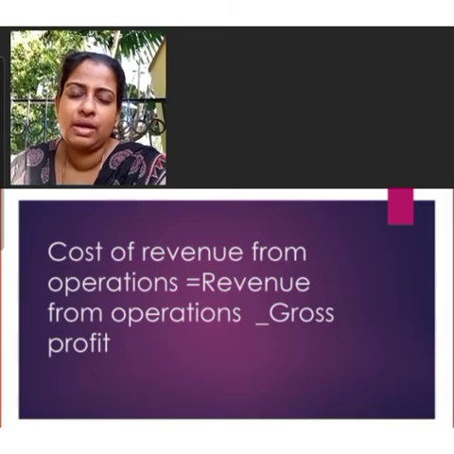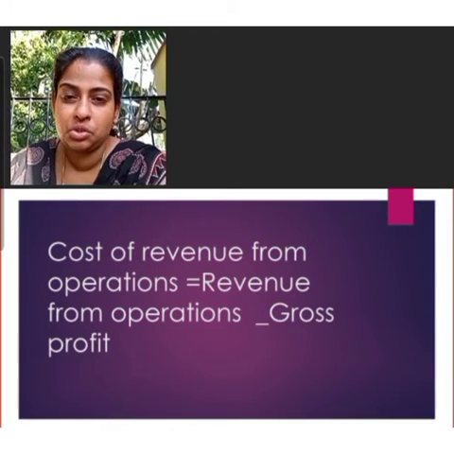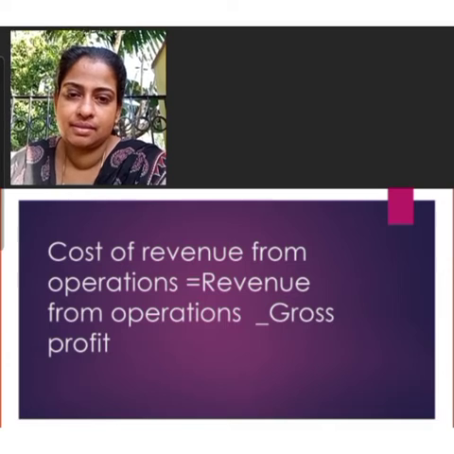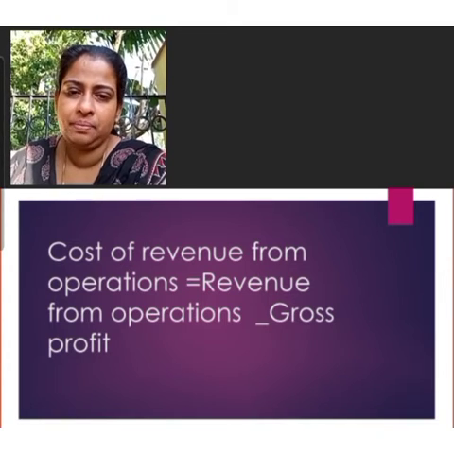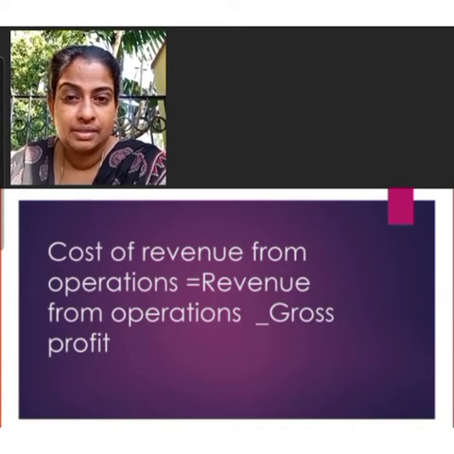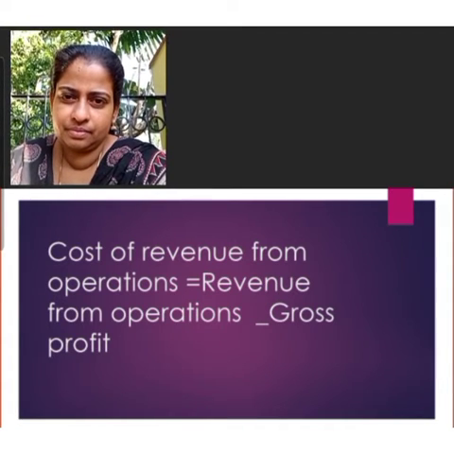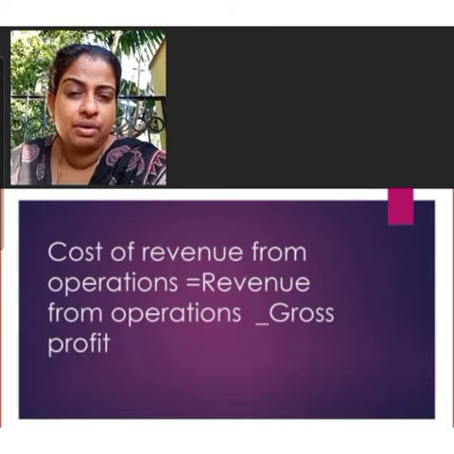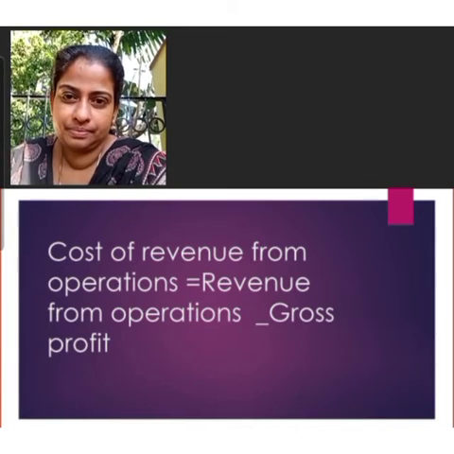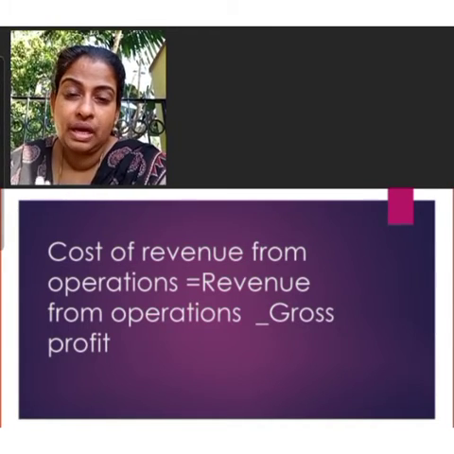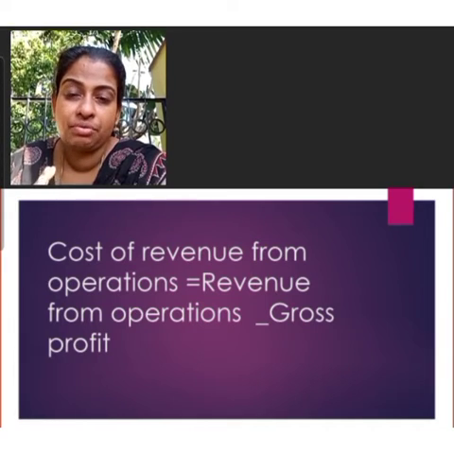The second method for calculating the amount of gross profit: gross profit equals sales minus cost of goods sold. Sales means revenue from operation, and cost of goods sold is the cost of revenue from operation. The revenue from operation is already given in the problem. The next step is to calculate the amount of cost of revenue from operation.